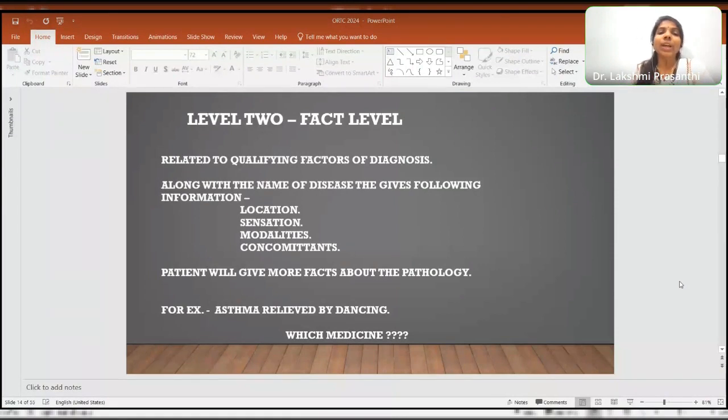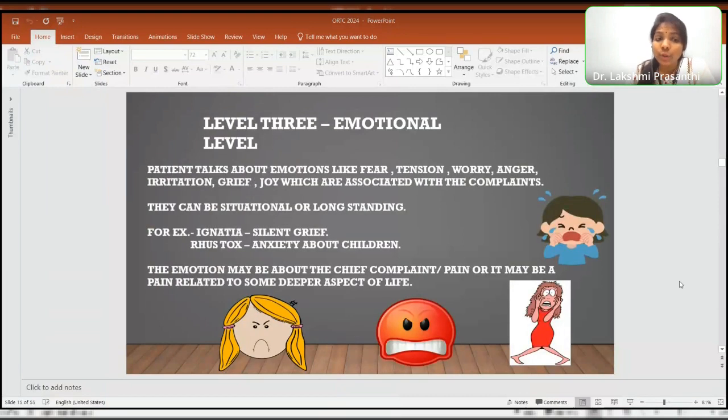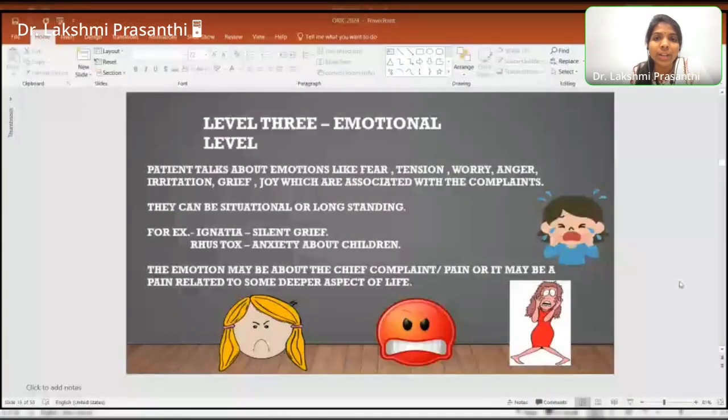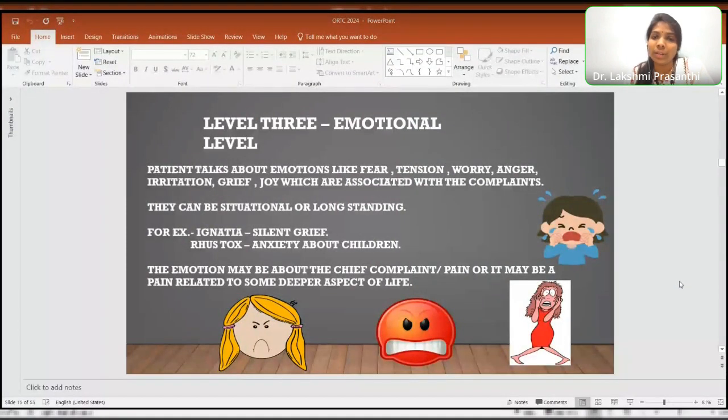Okay. Next comes level 3, the emotional level. So here the patient basically defines or associates the complaint with a lot of emotions. It can be a specific emotion or it can be multiple emotions. They might be tension, they might be fear, they might be worry, anger or irritation, grief, like that. So the emotion can be based on specific incidents or on the specific condition of disease. The patient may feel bad or disheartened by seeing his own investigation reports. That is situational on that specific moment.